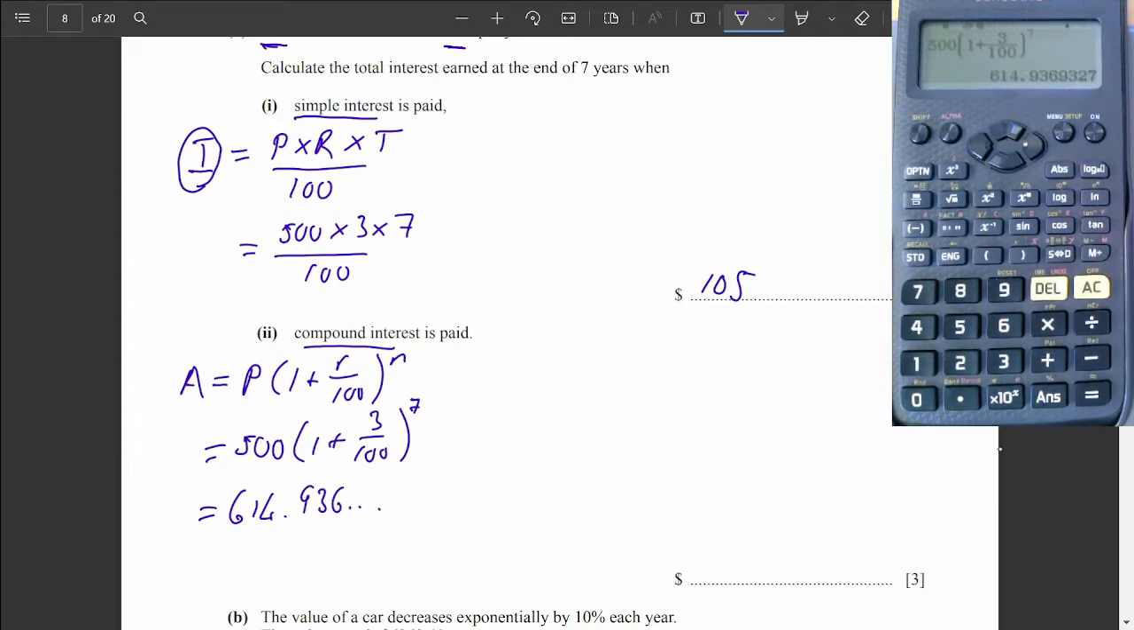etc. Now be careful here, right? Compound interest is better than simple interest, but it's not that great that you will have, instead of 105, 614, because again, this is the total amount you'll have in the bank. That's the difference. So to get just the interest, just the extra amount, you need to take this amount and you subtract the original amount, which was 500, to get just the interest.